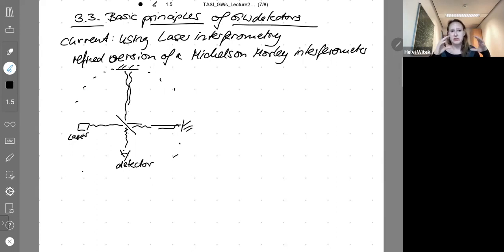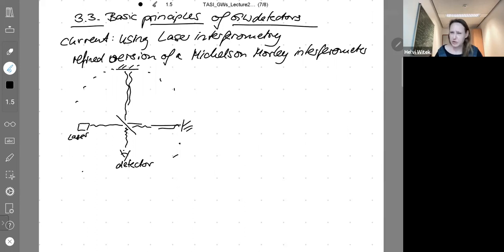And now, because light travels at the speed of light, this change in length would be translated in a change in arrival times. That is, you would have an interference pattern that you could then detect in your detector. So that's a very basic principle here. The length of these arms is about 3 kilometers.